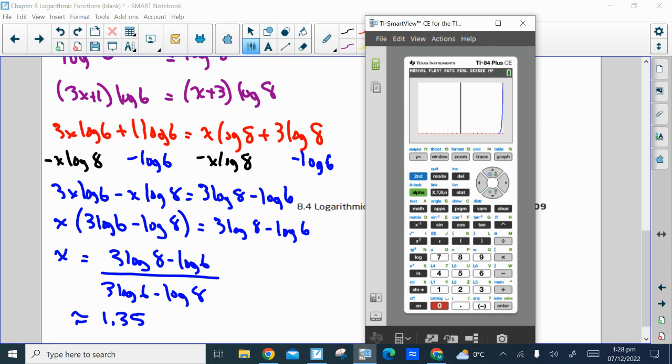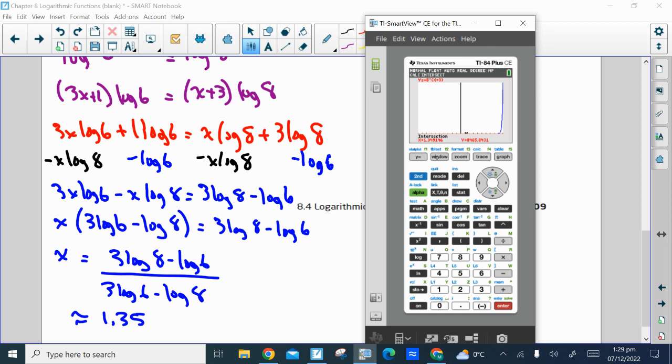Didn't even show the second graph. But let's see if it works. Second function trace, number 5 for intersect, enter, enter, enter. There it does, 1.35. You can see it just at the very bottom of the screen.